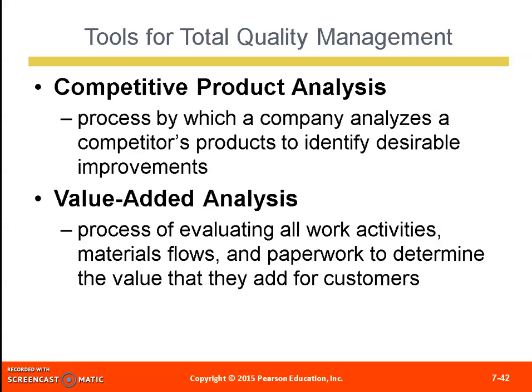The first one is competitive product analysis, whereby you are benchmarking your product against the competitor's product, and then you try to improve your product. The second one is value-added analysis, the process of evaluating your work activities, your materials flow, your paperwork, everything, and then you try to add value. For example, if you can purchase high quality raw materials at a very low price, just because it can add value to your customer, you will do it.